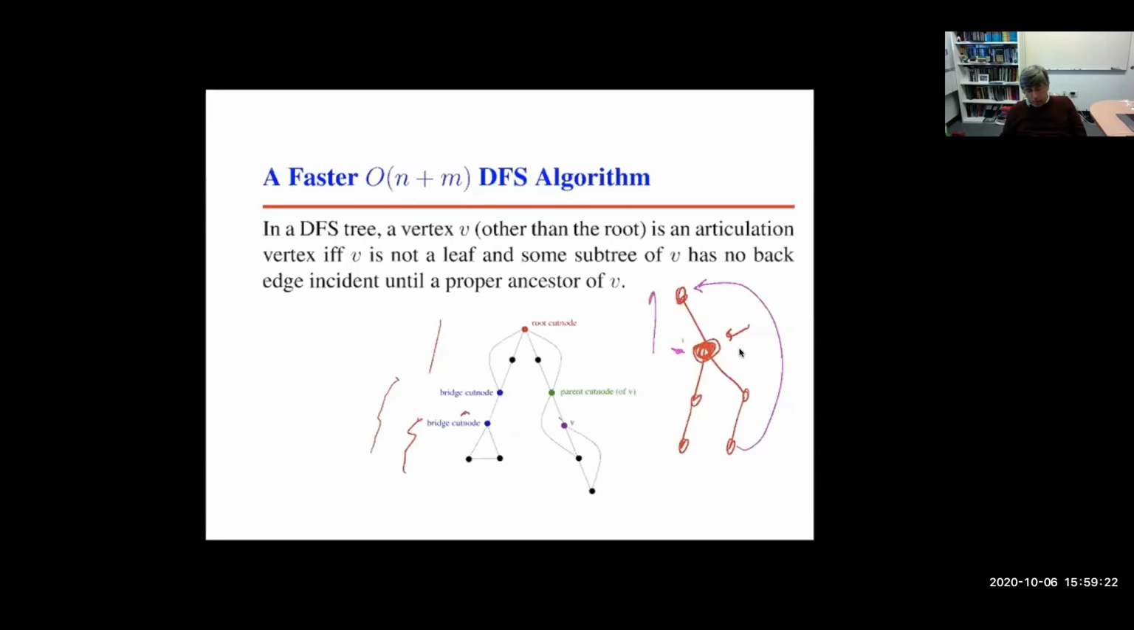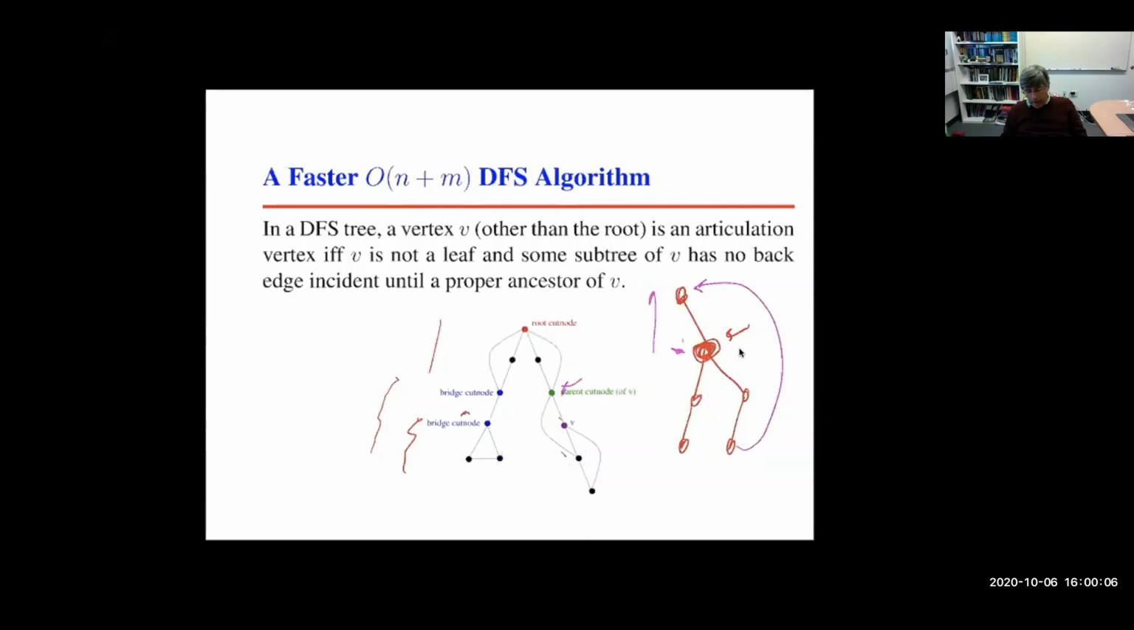How can I make this node not be an articulation vertex? The only way that would happen is if there was one vertex in the lower component that had a back edge to a higher component, to a higher ancestor. Could I have saved it by going to a brother node like that? Well, no, not to here, because this is a cross edge. This edge is not going to an ancestor. In a depth first search, I couldn't have an edge like that.